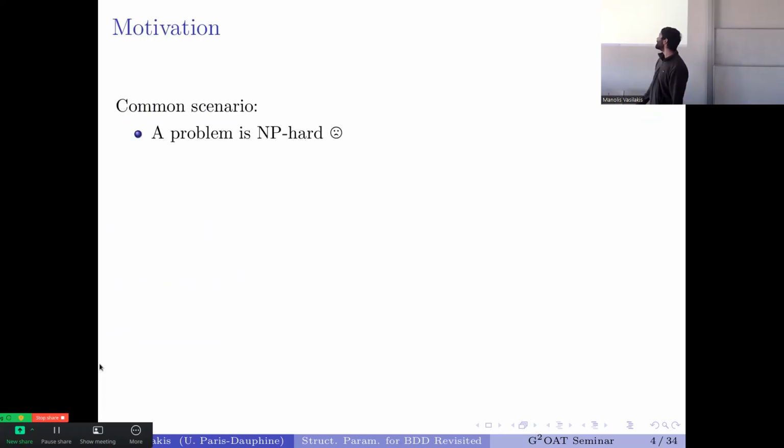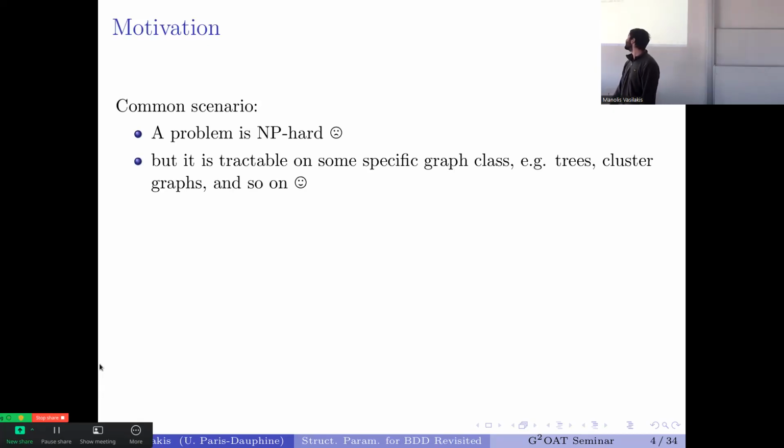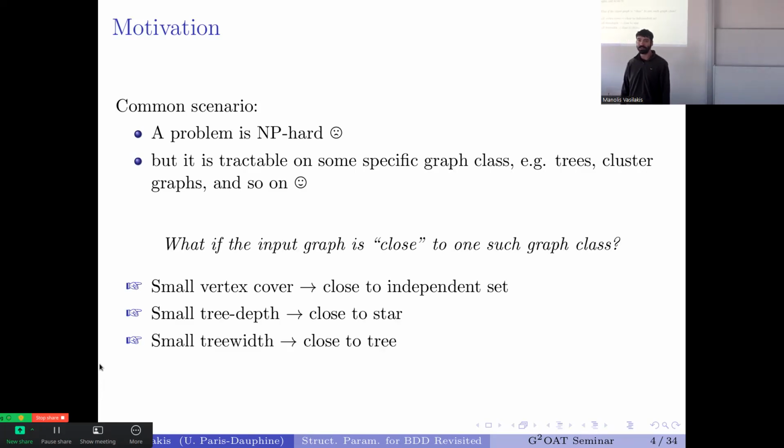So in a lot of cases, we have some NP-hard problem, which is sad, or good if you are a cryptographer, I guess. The good thing is that in some cases it might be easy on some graphs, if it is a graph problem. So the idea for parameterized complexity would be: what happens if the input is pretty much close to being nice, in the sense that the problem is easy? And this is the motivation behind this area.